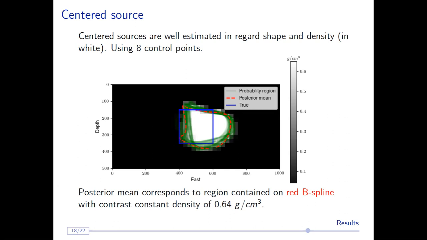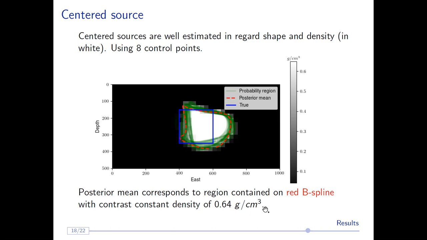And in this case, the posterior mean will be this red dashed curve here. And the mesh prisms that are enclosed by this posterior mean curve have the same density, yes? So we can have as a result a single shape or single object that is close to the true one in this case. And the resulting density of the posterior mean is 0.64. The true density is one.